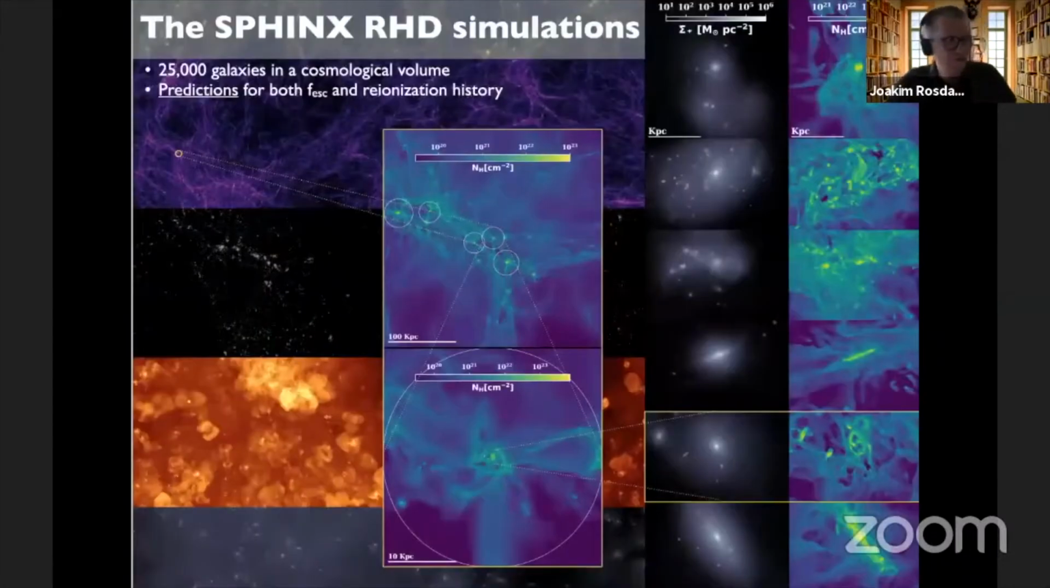For this, we use the SPHINX cosmological simulations. These are fully cosmological radiation hydrodynamical simulations containing about 25,000 star-forming galaxies at redshift 6. And the resolution is high enough that we can start to predict both the escape of ionizing radiation from individual galaxies without making assumptions, and the reionization history in the same simulation. This mosaic is just supposed to give you a feeling for the range of morphologies of galaxies that we have in those simulations.